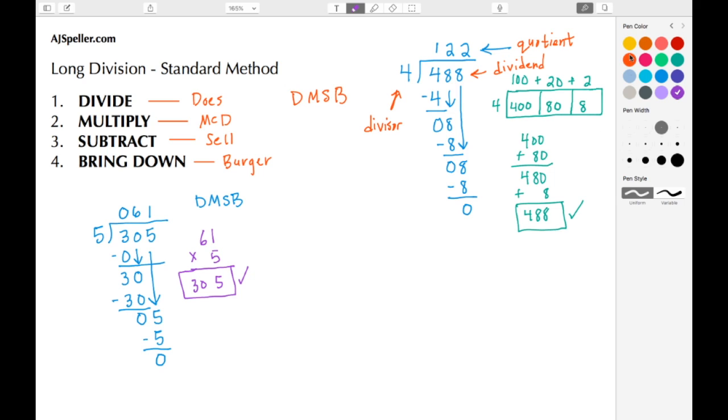And let's do one last problem. Here we're going to say our divisor is 7, and our dividend is 714. And again, we're going to use the DMSB. I'm writing it every time because that helps you remember it. So I'm going to recommend that when you do these problems, you keep writing it so it helps you remember what the steps are going to be for each one of these problems.